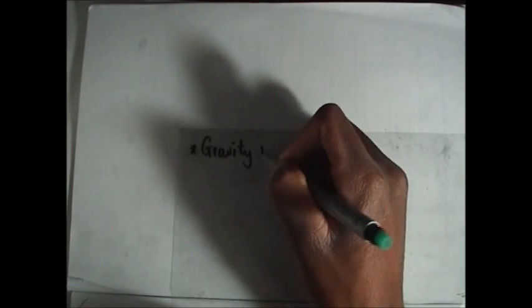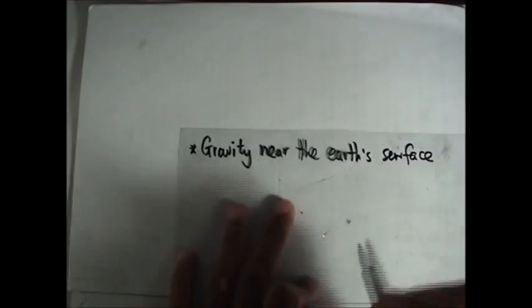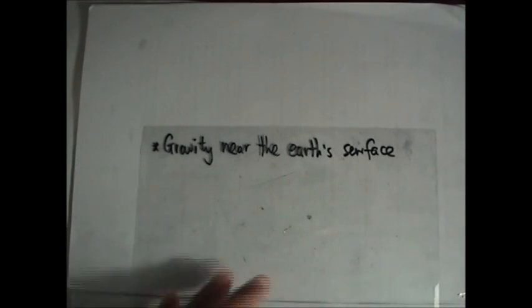In this video we are just going to continue with the theory part of gravity, introducing new concepts. In the previous videos we were just using the formula F is equal to GMm over r squared. Now we're going to introduce further concepts. The next concept is gravity near the Earth's surface. That's the concept we are going to discuss now. Gravity near the Earth's surface.